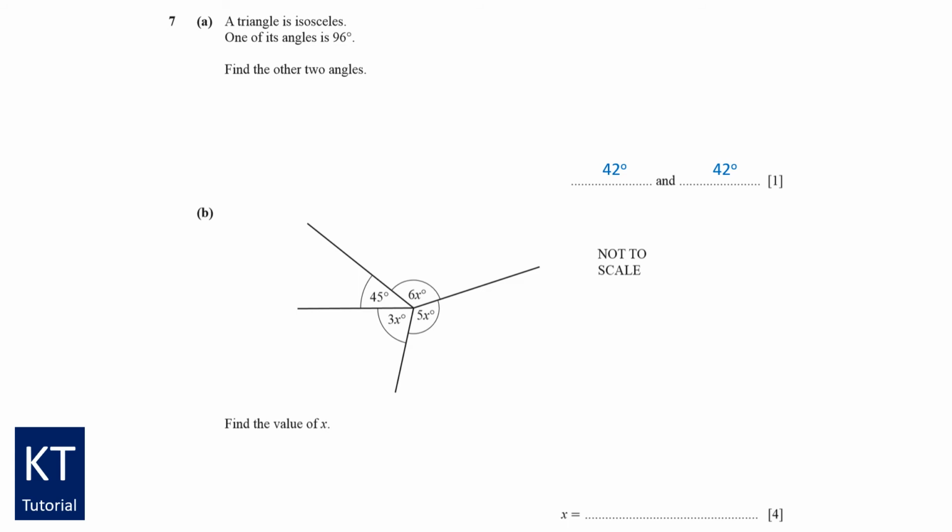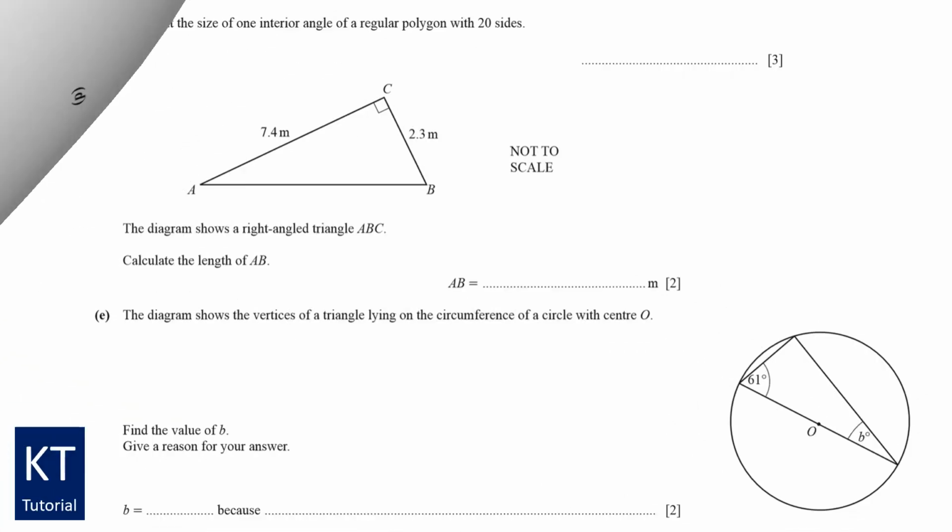Next, find the value of x. With 14x being equal to 360 degrees minus 45 degrees, x is 22.5 degrees. Question 7c. Work out the size of one interior angle of a regular polygon with 20 sides. The interior angle can be obtained by multiplying 180 degrees by 18 and dividing it by 20.